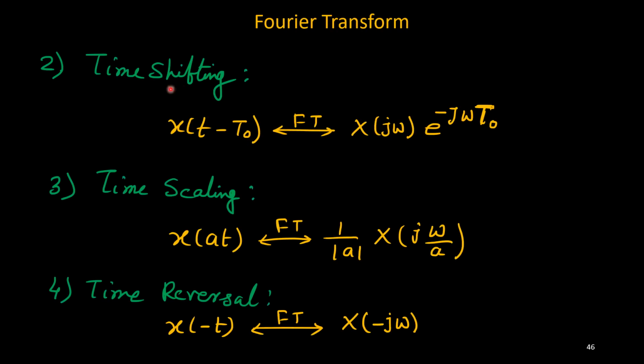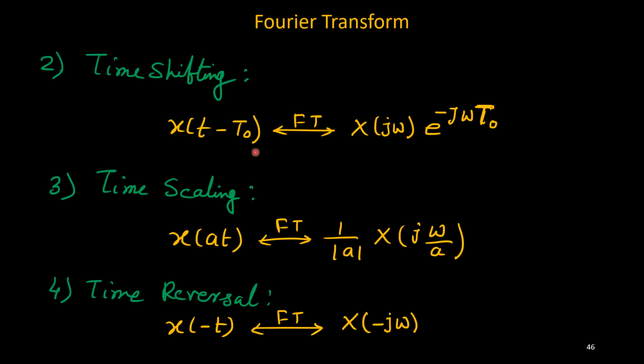Second property is time shifting. If x of t is delayed by another amount t naught second, so x of t minus t naught, that time Fourier transform will become... So you see, one signal is shifted right side or left side, whatever it is, but its shape will remain same. So its frequency content will remain same.